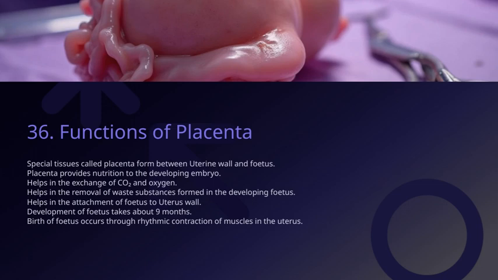Finally, when it's time for birth, the process occurs through rhythmic contractions of the muscles in the uterus, which help to push the baby out into the world. The placenta, therefore, is essential not only for nourishment and waste removal, but also for the entire process of pregnancy and birth.